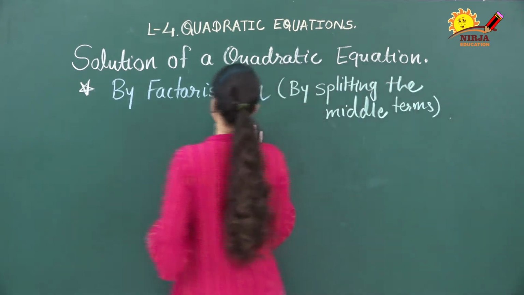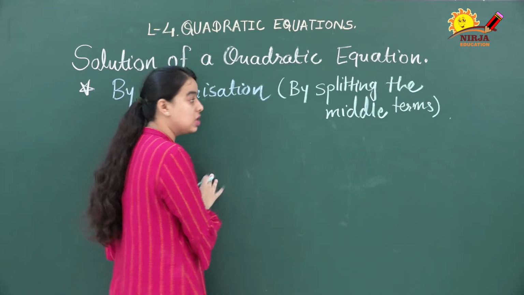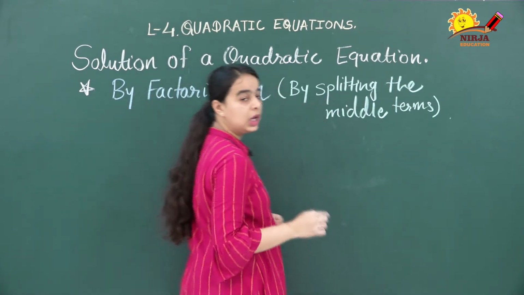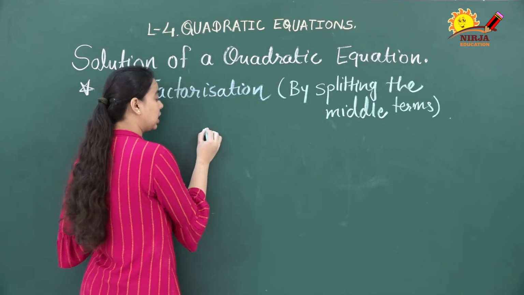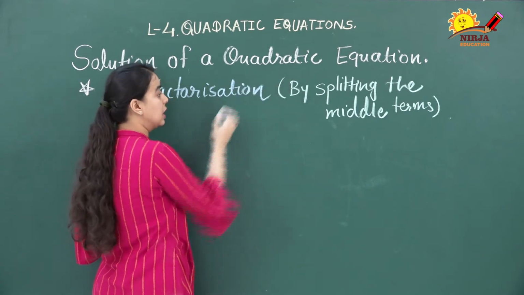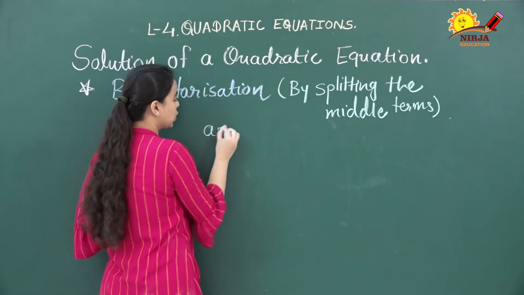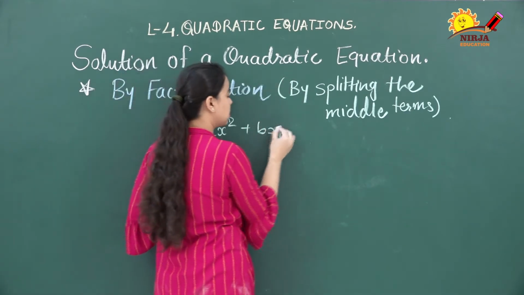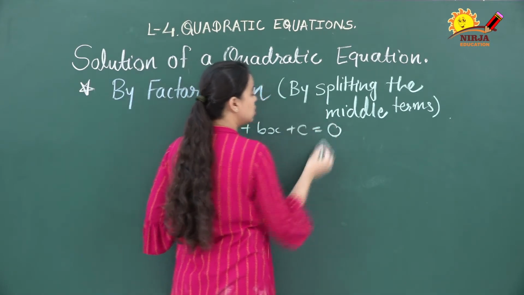Now by factorization, that means we are doing the factorization by splitting the middle term. Now let's see an example. Here I am taking the standard form of quadratic equation, which is ax square plus bx plus c is equal to 0.